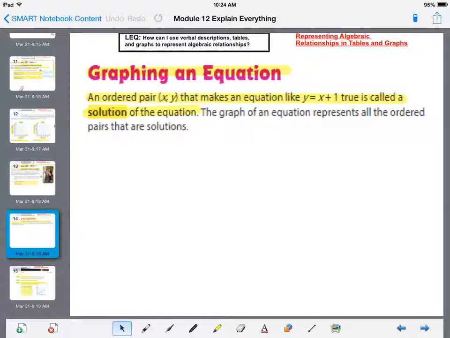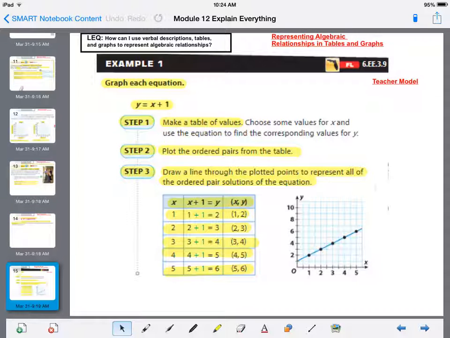When graphing an equation, we have the ordered pair xy. Remember, x comes before y in the alphabet, so x always comes first. That makes an equation like y equals x plus 1 true. This is called a solution. And in the next slide, we're going to see all the ordered pairs that are solutions, and we're going to graph them.